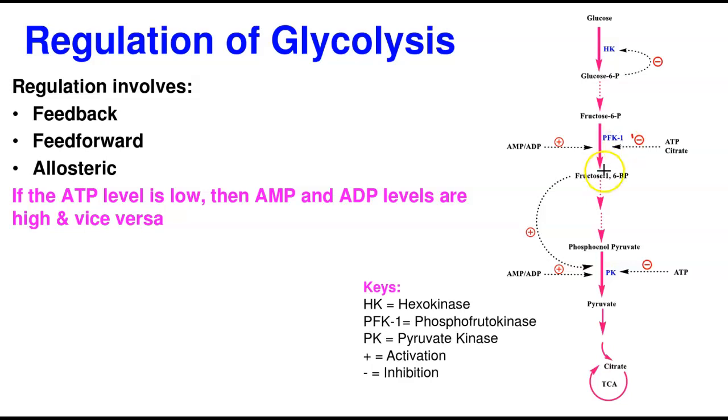Then, after that, a series of reactions will take place to convert this to phosphoenolpyruvate, which is the second to the last reaction. Phosphoenolpyruvate will convert to pyruvate. The enzyme that does this is pyruvate kinase. I have all the keys here. Now, the pluses mean activation, the negatives mean inhibition. Let's see what is happening in regulation.